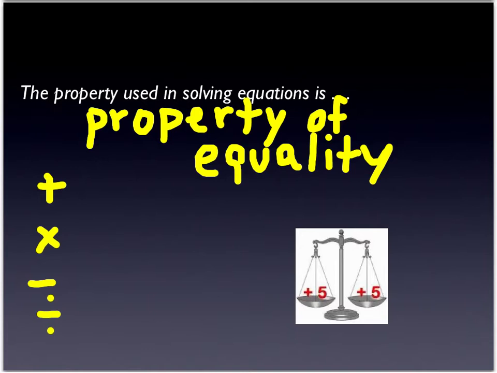You can think of equations as a balanced scale, so whatever you do to one side of that equation, you must do to the other side. Here the picture shows if you add 5 to one side, you better also add 5 to the other side. And that's true whether it's addition or subtraction or multiplication or division. You always must do that same thing on each side of the equation.